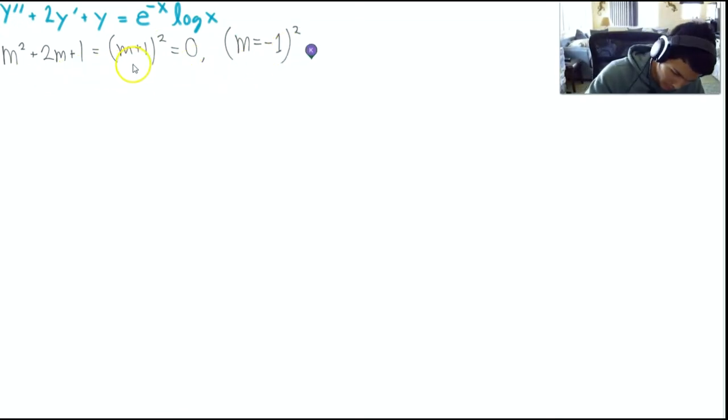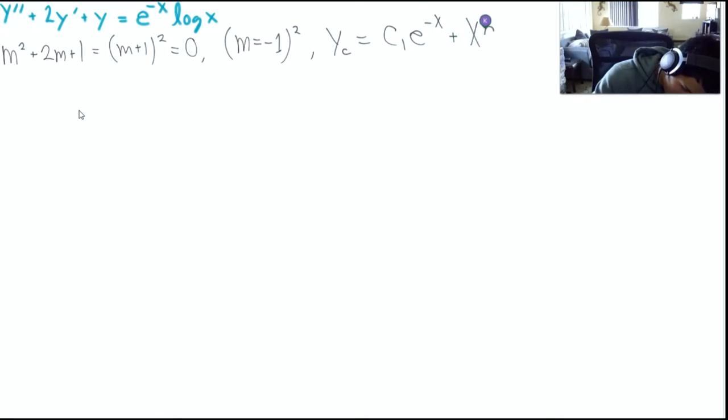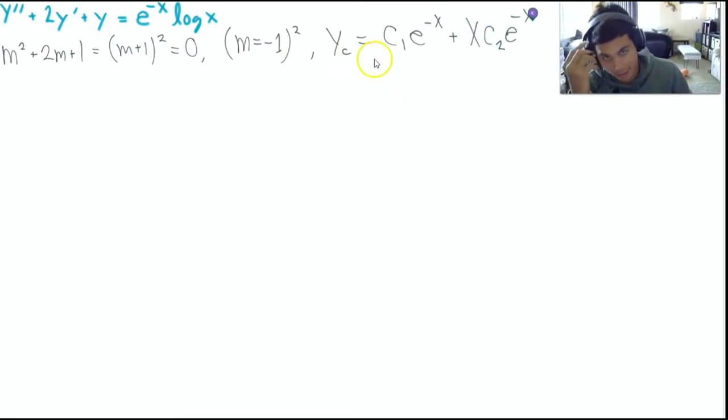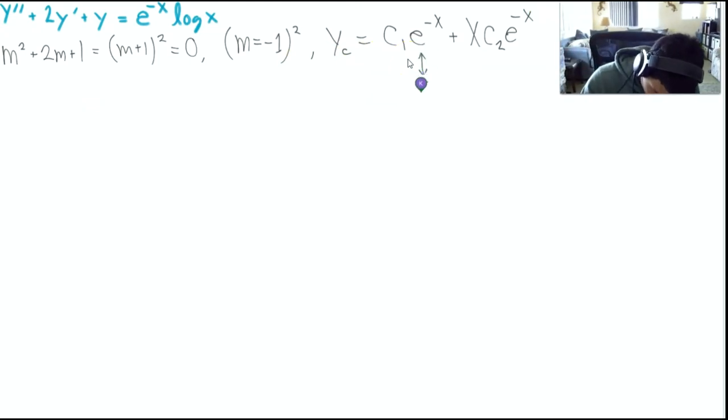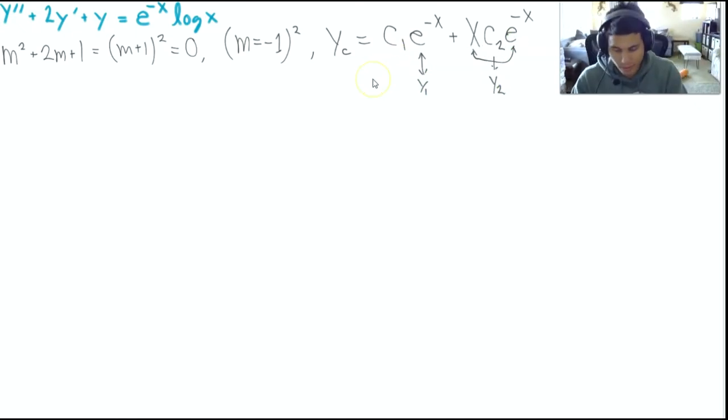And then we can see that yc is equal to C1 e to the negative x plus x C2 e to the negative x. Okay, so that's our complementary solution. This is y1, and this is y2.